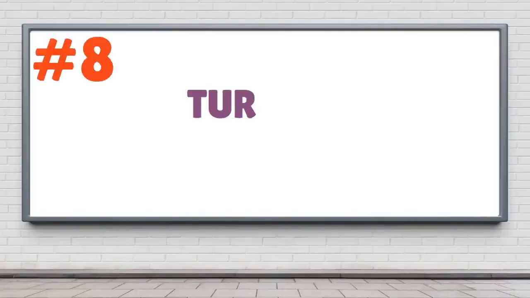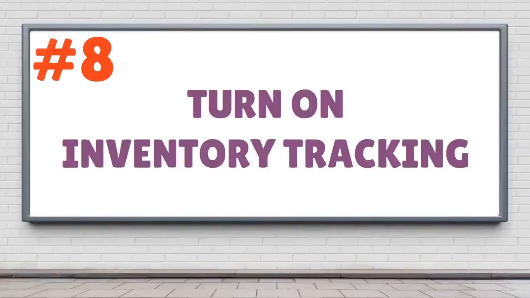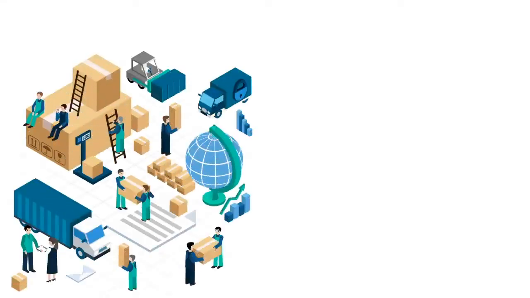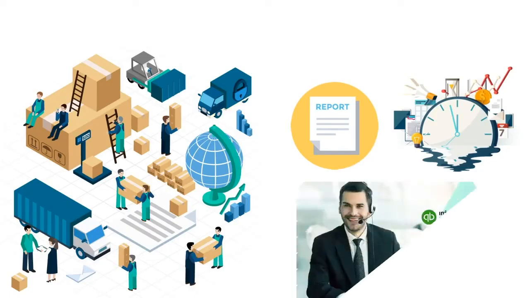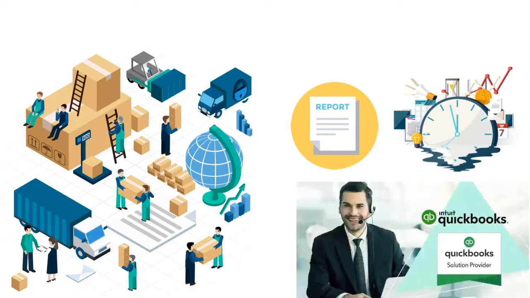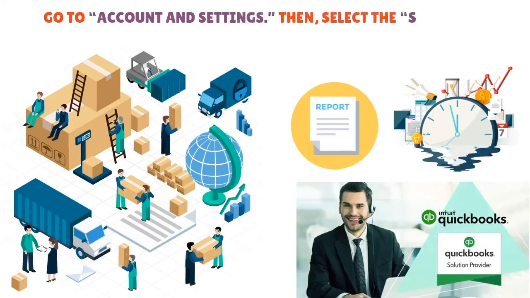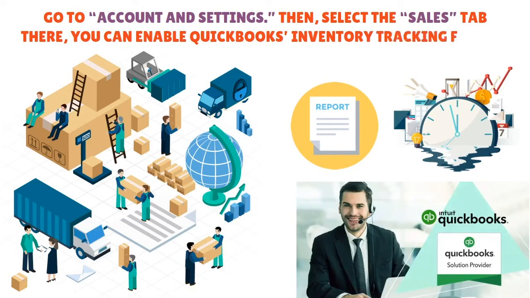The next thing you want to do is turn on inventory tracking. So QuickBooks will help your business with inventory management. It tracks what's in your inventory, alerts you when you are running low on items, and gives reports on your sales and purchases. And the cool thing is you can set up QuickBooks inventory features before you get paid, and you can do it online for QuickBooks Online or Advanced, so you can choose. So go to Account and Settings, then select the Sales tab. Then you can enable the QuickBooks inventory tracking feature.